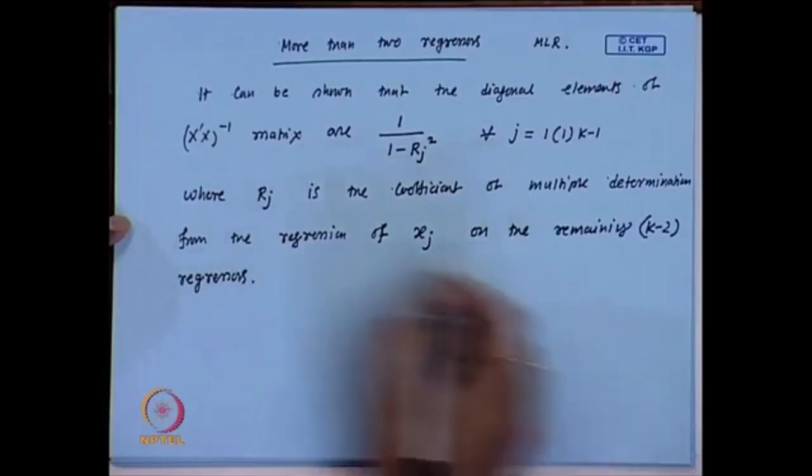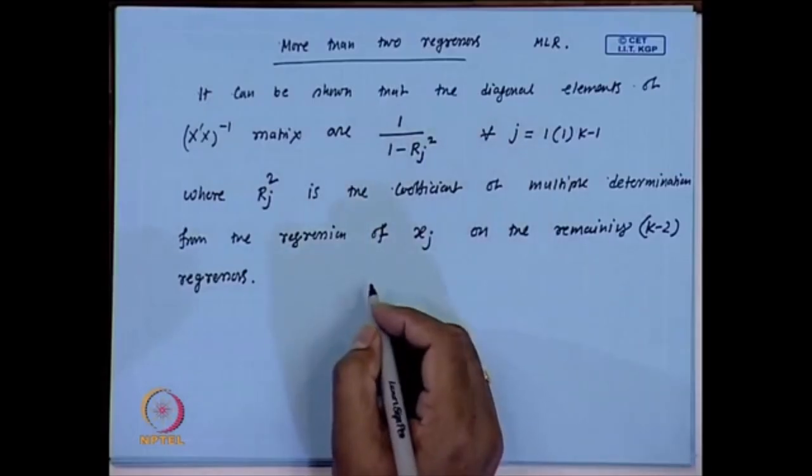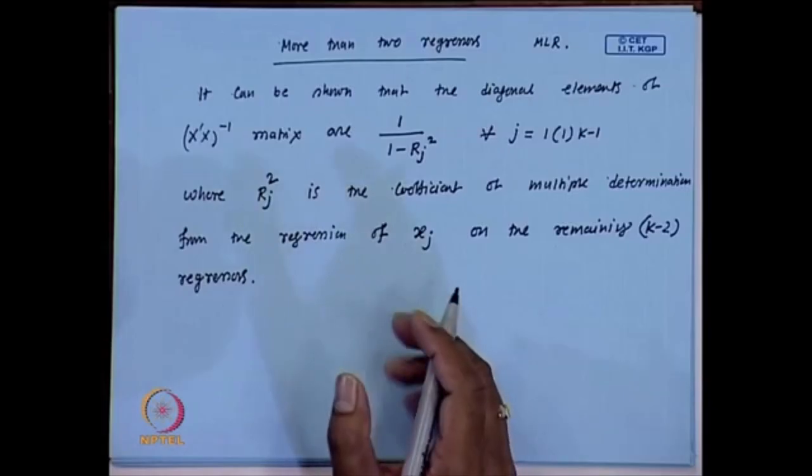I think I need to explain this here. Rj square is the coefficient of multiple determination. We know what the coefficient of multiple determination is in a multiple linear regression model, that is R square is equal to SS regression by SS total. And this parameter measures the proportion of variability in the response variable that is explained by the regressor variables. Now we know what R square is when we fit a regression model between the response variable and the k minus 1 regressor variables.